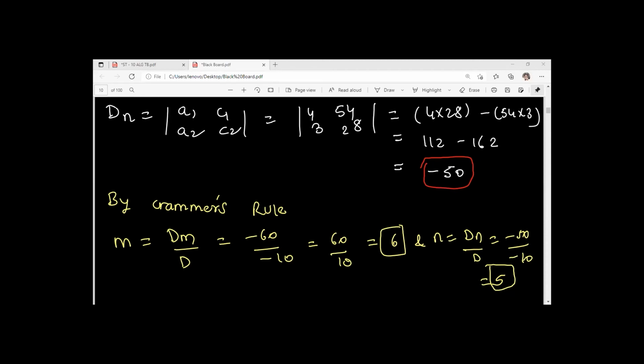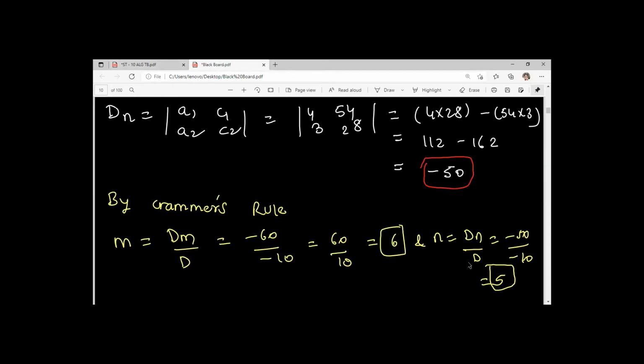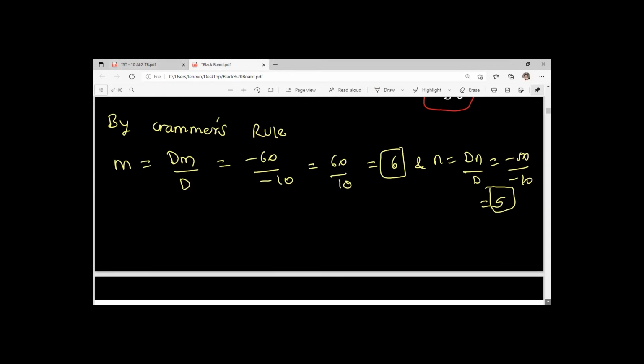Okay, so let us start with the last question of the exercise, which seems to be danger, but to be very honest, it's not danger. It's a good question. Okay, I'll just show you all the question here. 2x plus 3y is equal to 2 and x minus y upon 2 is equal to 1 by 2. Okay, so just follow the same steps, same procedure, nothing to worry about, and we'll go ahead. No worries. Chalo.